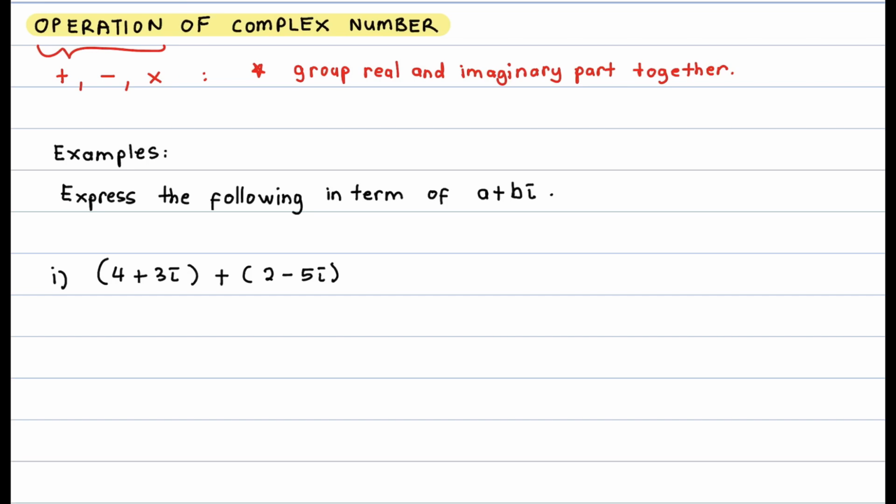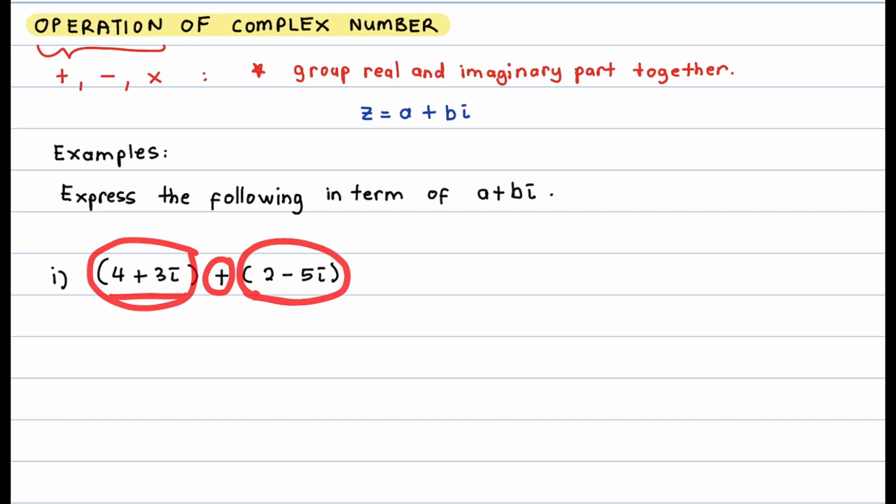Now, recall that your real part will be A, plus your imaginary part, which will be B, and then this is i. Okay, so this is a complex number. Now let's look at the example. If they ask you to express the following in terms of a plus bi, given 4 plus 3i, one complex number, plus another complex number, 2 minus 5i. So basically it's easy, just combine or group your real with real, imaginary with imaginary.